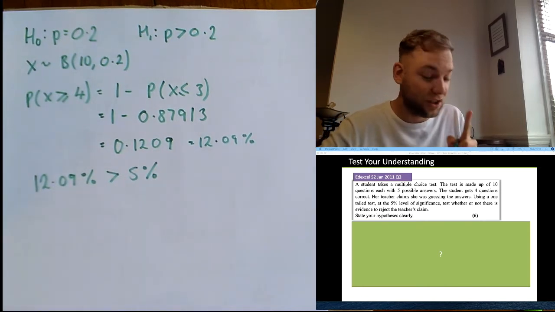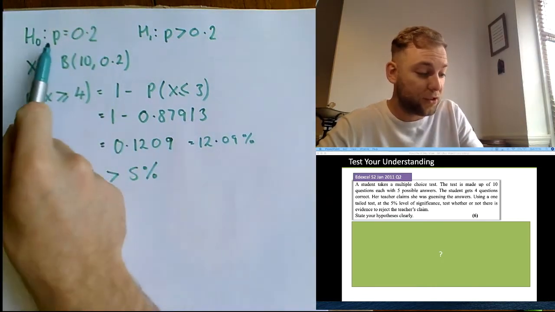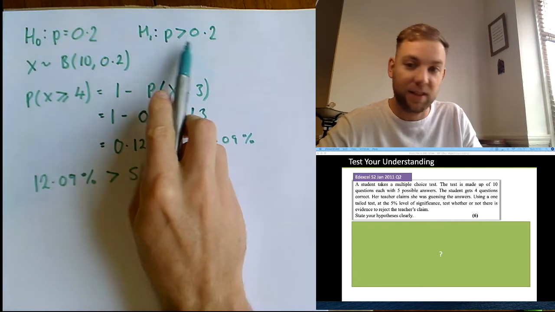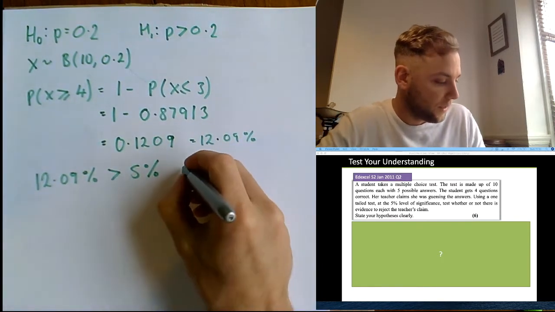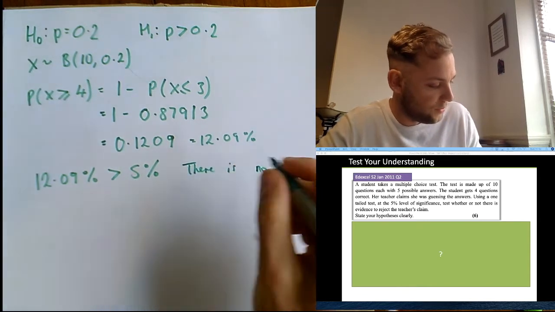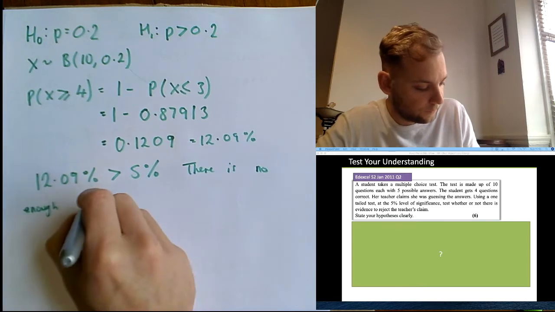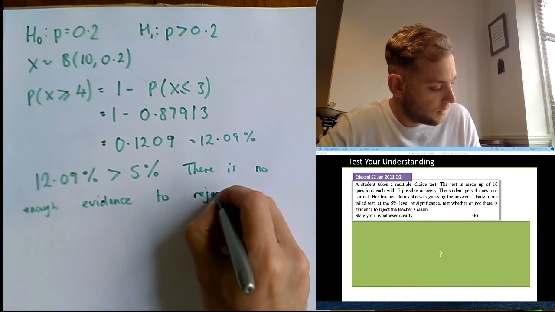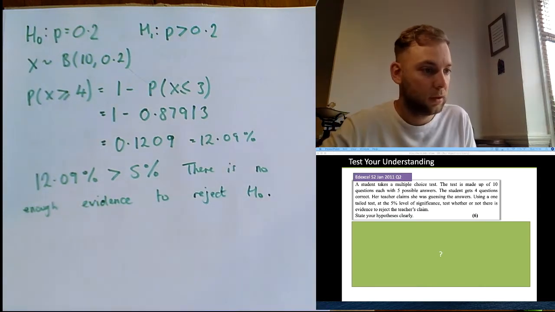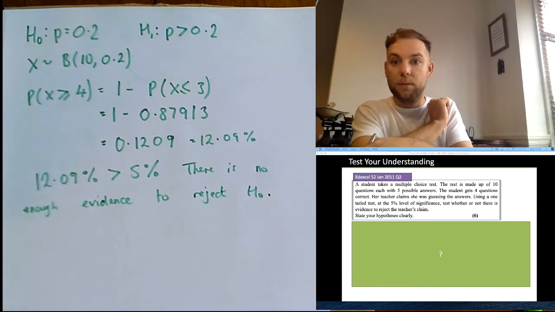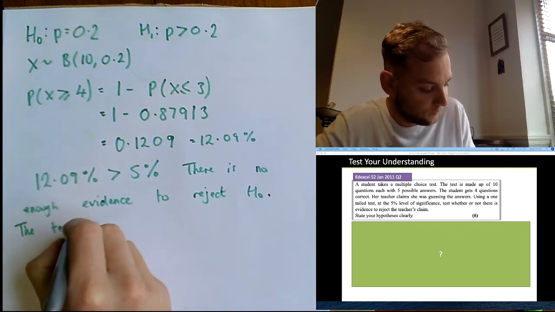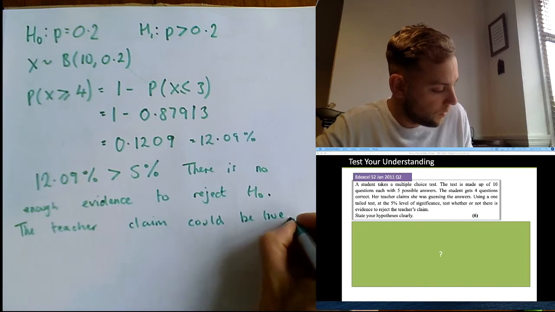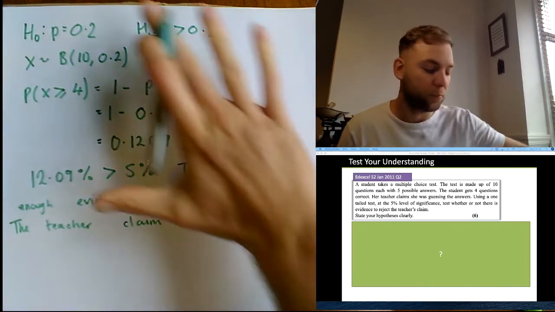So there is not enough evidence to reject the teacher's claim, which means that they could have guessed the answers. So it means that the student might not have revised. So there is not enough evidence to reject H0. So the teacher's claim could be true. Brilliant. Okay. So we've used the probability there for this one.